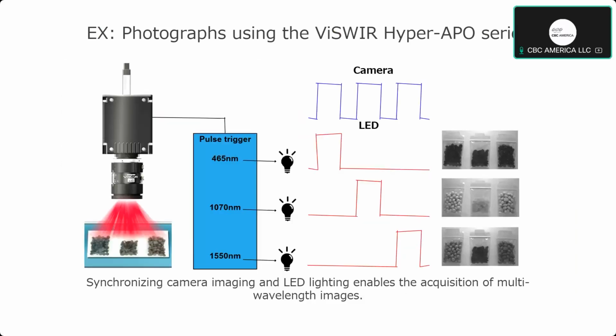Using this lens, multispectral imaging is actually possible. In this example, the pulse trigger function is used to switch the LED wavelength at high speeds and synchronize the camera shutter with the LED lighting. It is possible to acquire multi-wavelength images. Furthermore, because it is a monocular camera, there is no field of view shift due to wavelength. Therefore, it is possible to handle division and addition processes such as those mentioned in the previous slide.